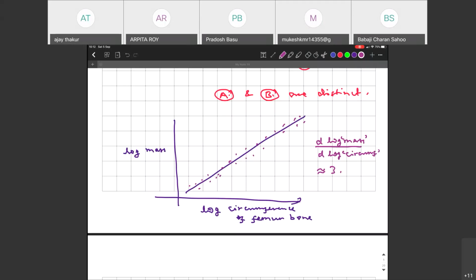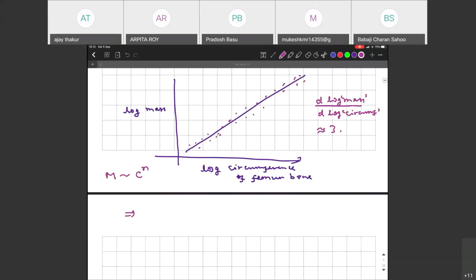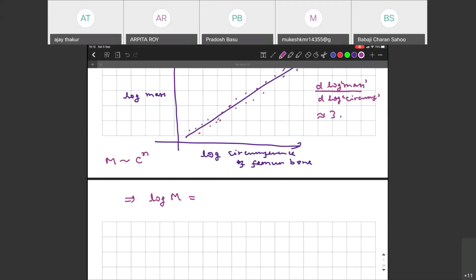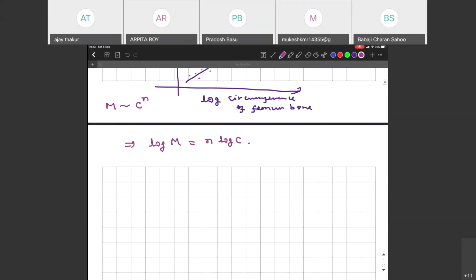So suppose we say that mass goes as some constant times circumference to the power n, then log m equals log of the constant plus n log c, right? And essentially from this kind of a scaling law, you would be able to estimate what n is.